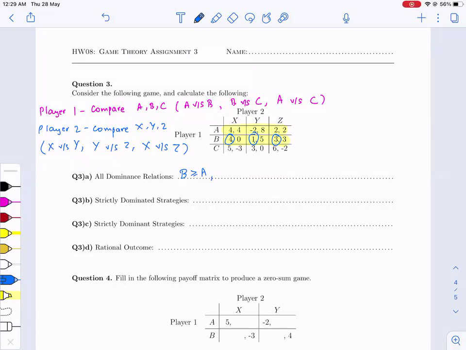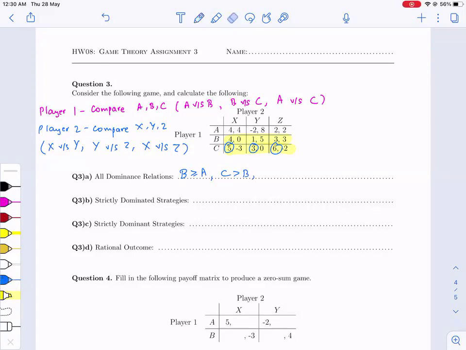Now let's compare B and C. So you're looking at the rows corresponding to B and C. And again, compare the payoffs for player one. So compare the first numbers. Look at 4 and 5. 5 is bigger. Look at 1 and 3. 3 is bigger. And look at 3 and 6. 6 is bigger. And each of these numbers is strictly bigger than the ones in row B. So C strictly dominates B.